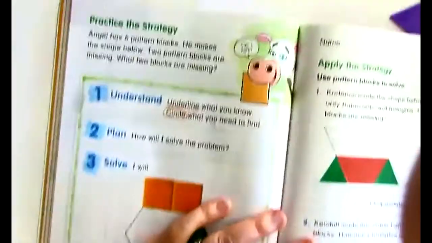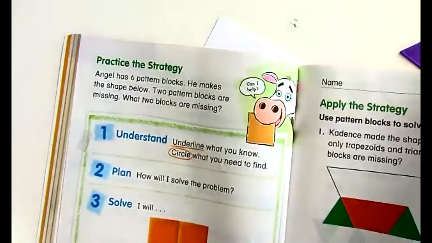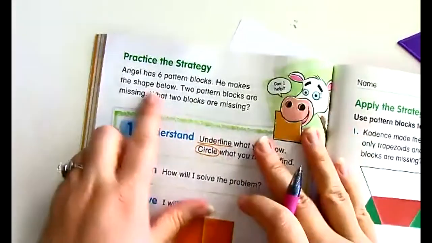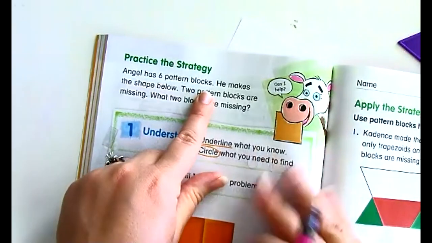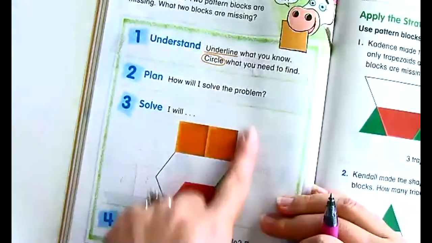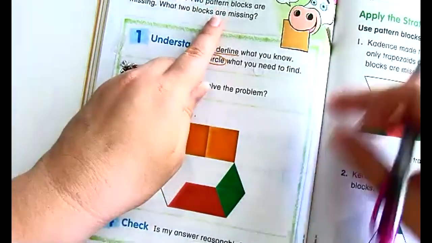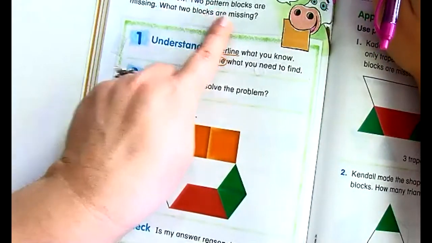Let's go ahead and practice the strategy. So now we get to do this together. Here's my problem. Angel has 6 pattern blocks. He makes the shape below. So here's a shape that Angel makes right here. 2 pattern blocks are missing. What 2 blocks are missing?